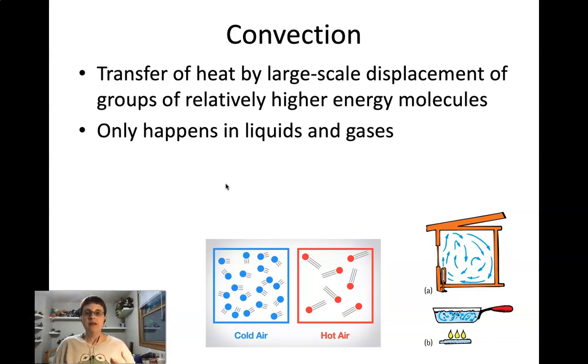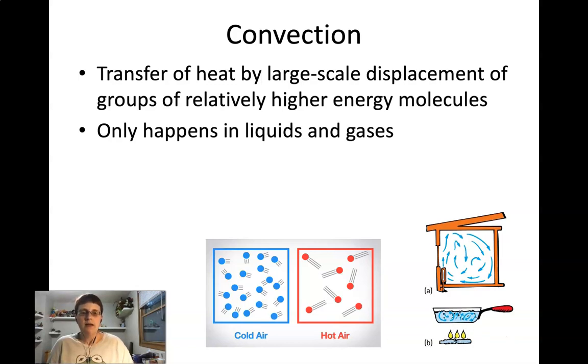Here, the heat is going to transfer by molecules moving energy from one group to another in a liquid or a gas. And they do that by being moved around. So if we take a look over here at the pictures in the corner, the best one probably to look at actually is the pot down here. So this is a pot of water that we would want to get boiling.